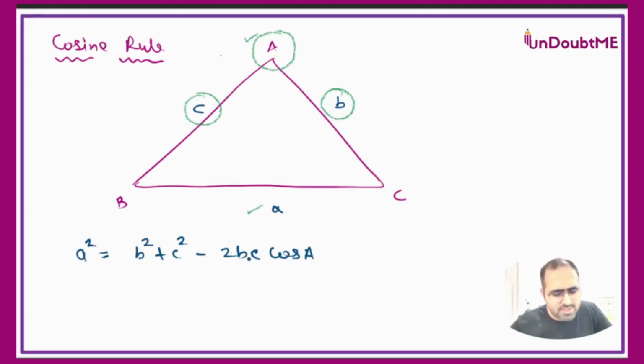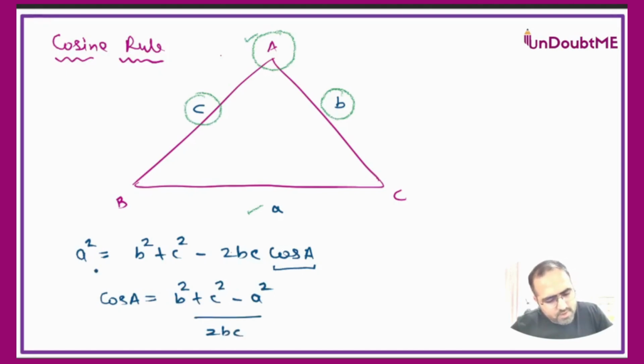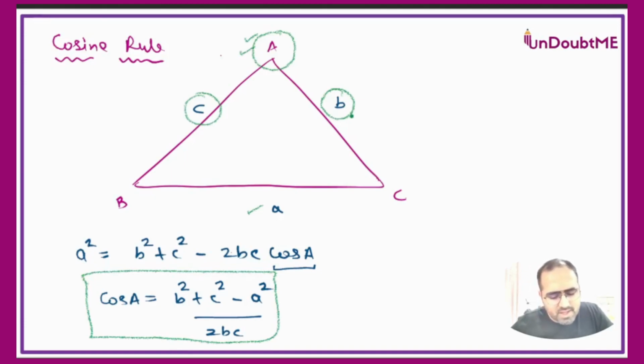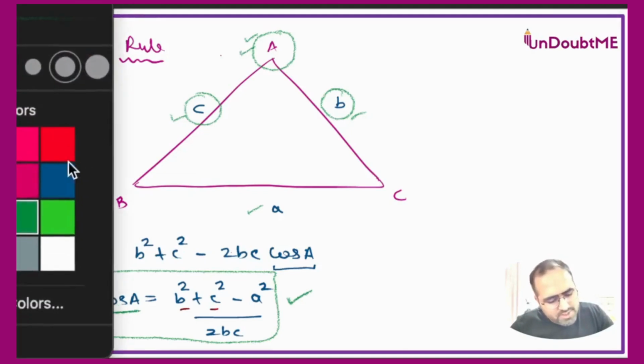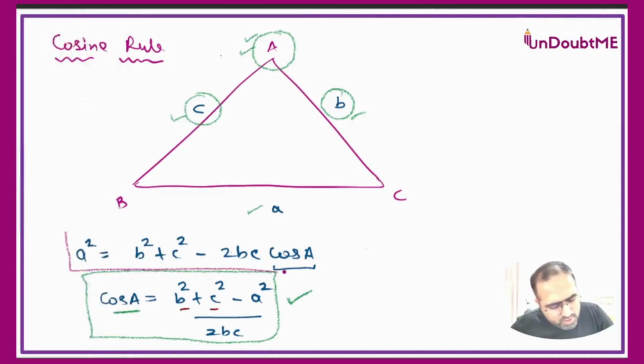This formula, if you try to make cos A the subject, can also be written as cos A is equal to B square plus C square minus A square over 2BC. Just try to see the pattern: if I am writing cos A, then I am taking the two sides B and C, so B square plus C square taken over here, minus A square, over 2BC. This formula in the green box will be used when they are asking us to find angle A. And the formula written above that, which I am putting in the box now, will be used to find side A.